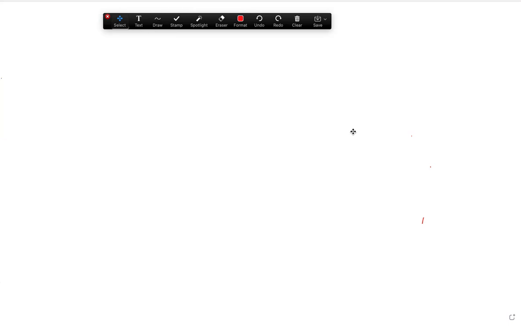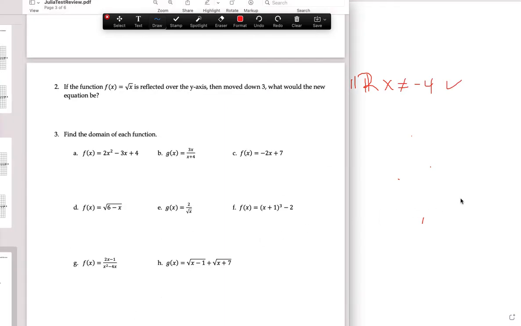So for B, you need to find the domain of g of x equals 3x over x plus 4. So what is the domain of this? I guess the denominator isn't allowed to be 0, so wouldn't it just be all real numbers except for negative 4? Yep, exactly. All real x not equal to negative 4. Exactly. Okay. And good job.